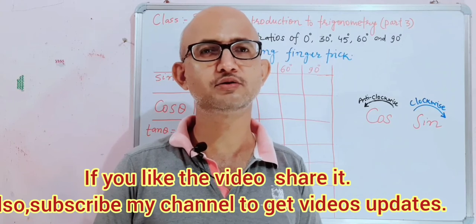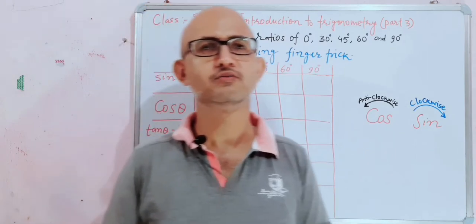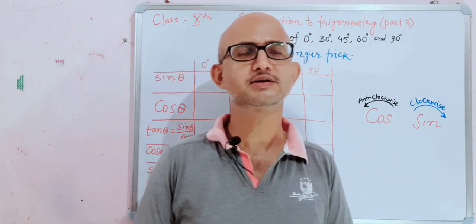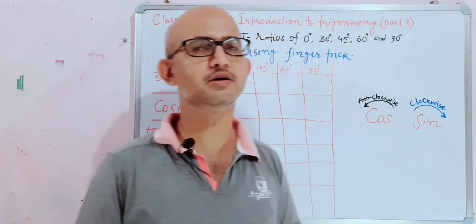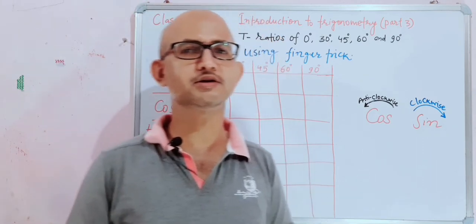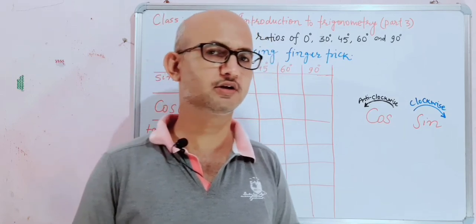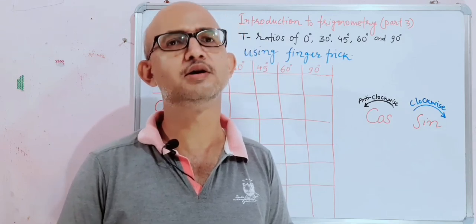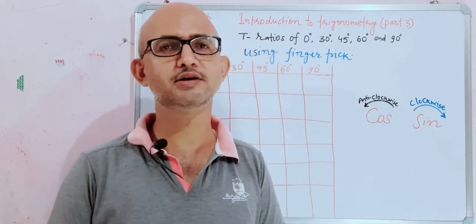In the last two videos on Introduction to Trigonometry, we learnt about trigonometric ratios. We learnt how trigonometric ratios are used to show relation between sides of a right angle triangle. In this video, Introduction to Trigonometry Part 3, we are going to find the values of trigonometric ratios of 0, 30, 45, 60 and 90 using finger trick. Let us see what is finger trick and how it is used to find the values of trigonometric ratios of 0, 30, 45, 60 and 90.